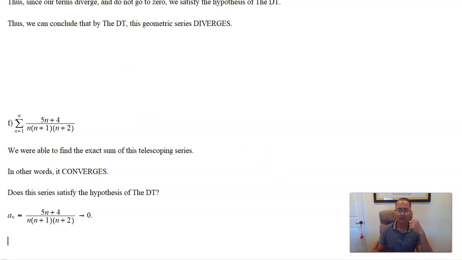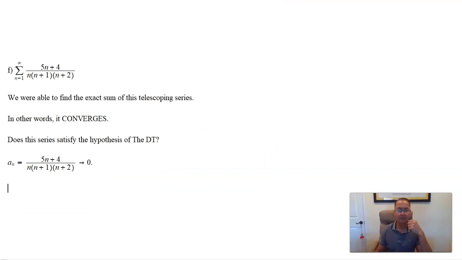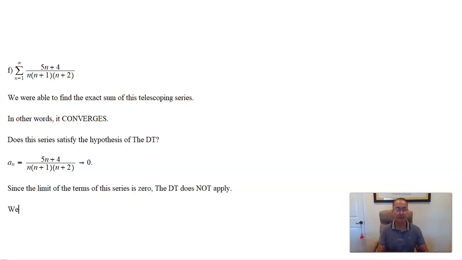All right. Do we satisfy the hypothesis of the divergence test? No, we don't. The limit is 0. Since the limit of the terms of the series is 0, the divergence test does not apply. We cannot use the divergence test to conclude that this series diverges, let alone converges.